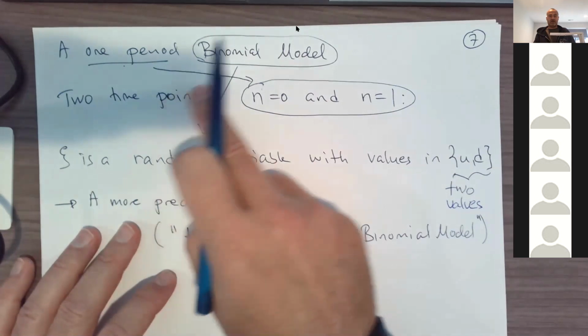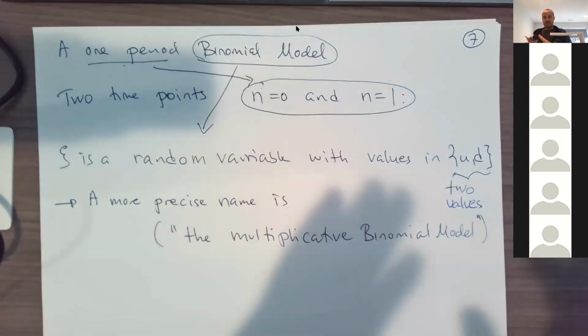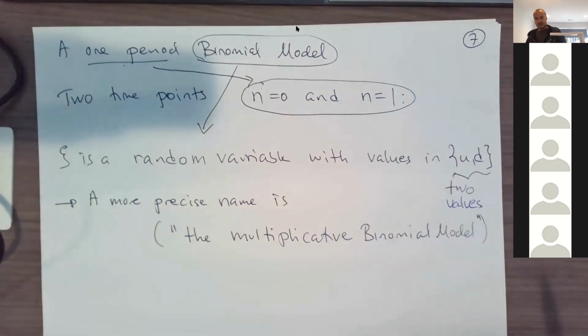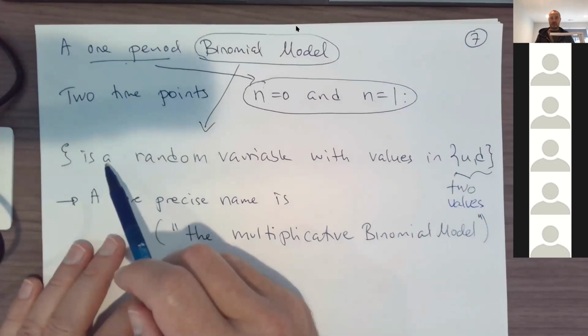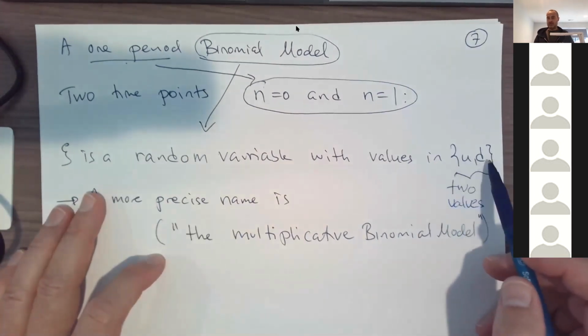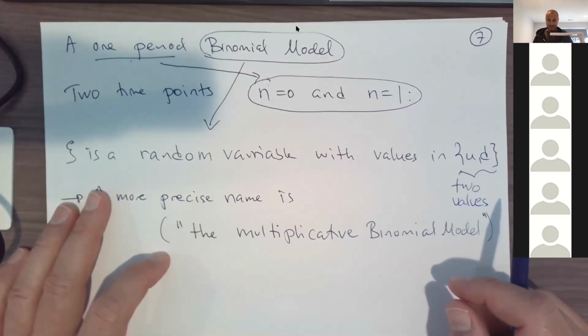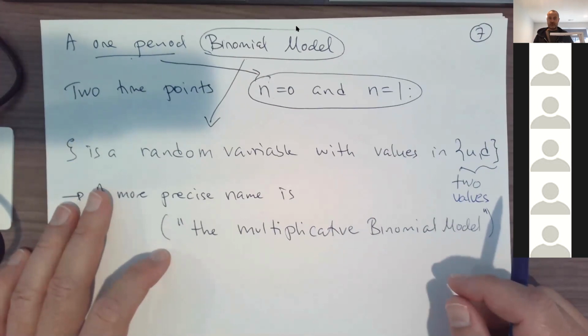Instead of a one-period binomial model, you could have a one-period trinomial model. Trinomial means that the random variable we're working with takes values not just in U and D, but there will be three values. That makes it a trinomial model. So that's where the words are coming from.